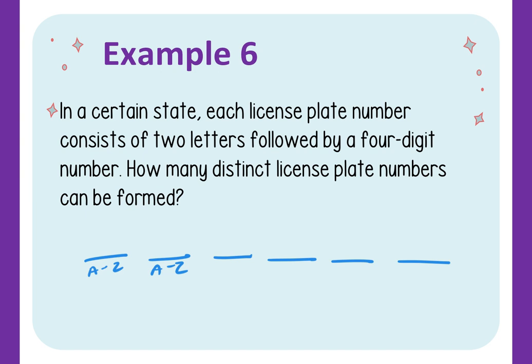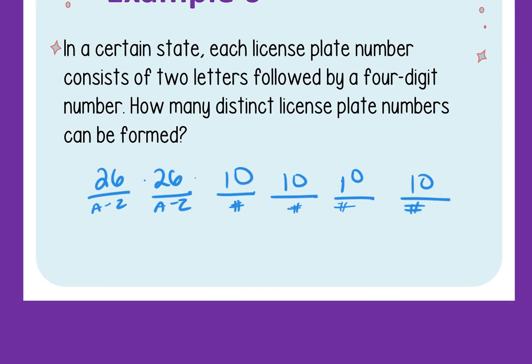Oh, wait, why did I do that? I put that in the wrong spot. This is the number. How many letters did we say there are? 26. No, 10. So we said 26 times 26 was 676. Then 1, 2, 3, 4 tens.